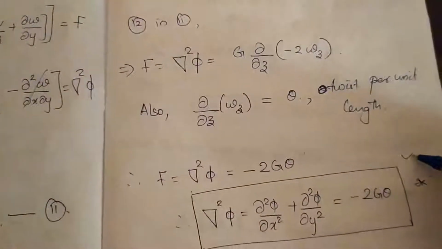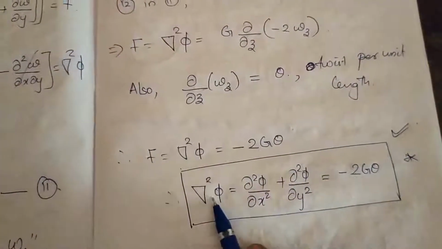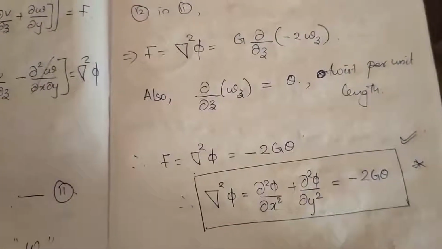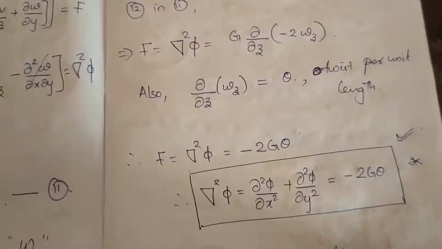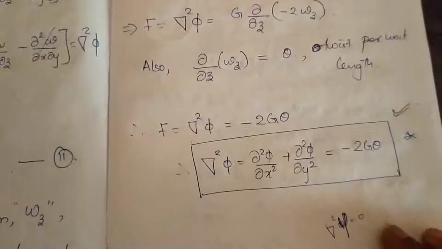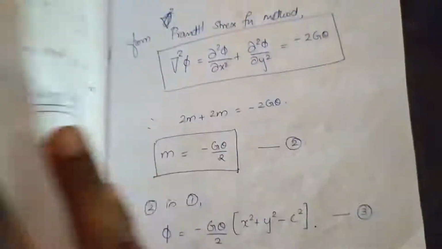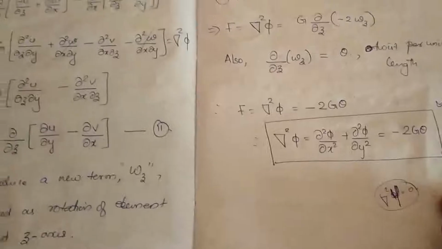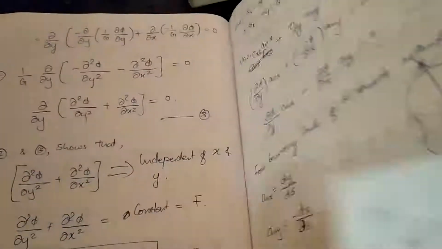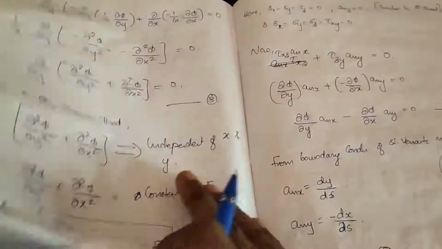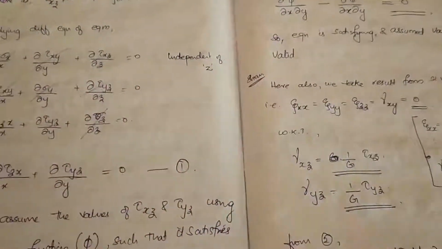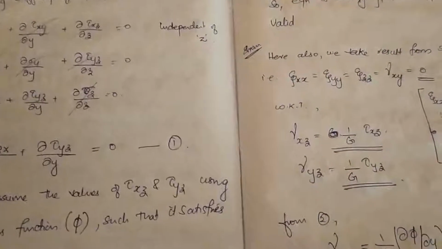This is very, very important. Del square phi is equal to minus 2G theta in case of Prandtl stress function, whereas del square psi is 0 in case of Saint-Venant's method. I hope you got this. This is a very big lecture, but this is a very, very important topic. Okay, thank you. You first see the video fully and then you write down. Okay, thank you.